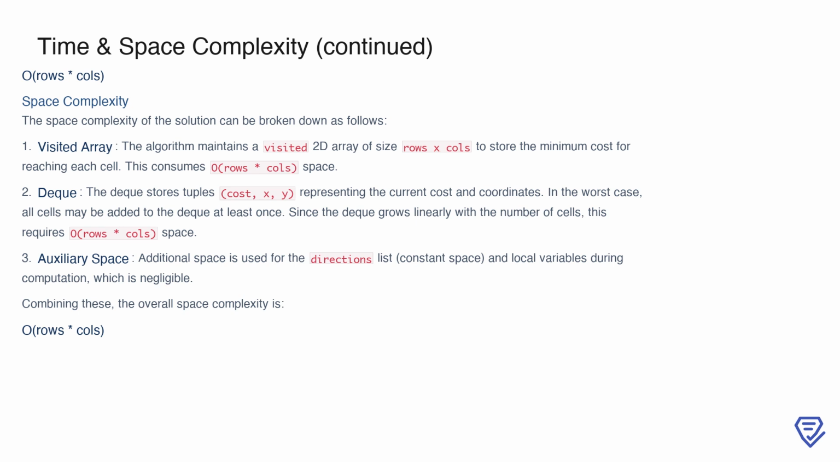In the worst case, all cells might be added to the deque at least once, requiring an additional O(rows * cols) space. Finally, there's some auxiliary space used for constants like the directions list and local variables, but this is negligible and does not affect the overall complexity. When we combine these components, the space complexity remains O(rows * cols).